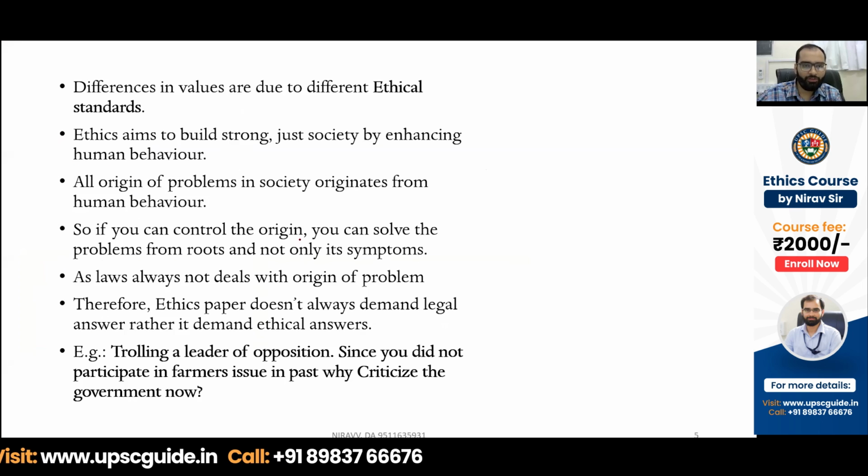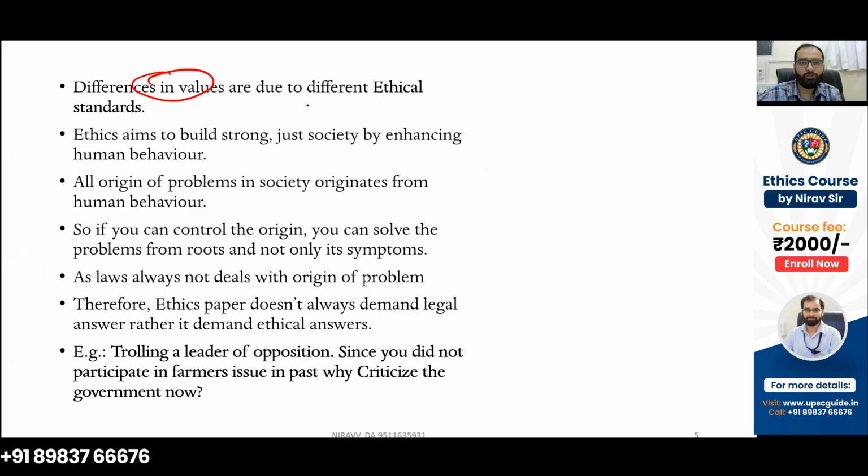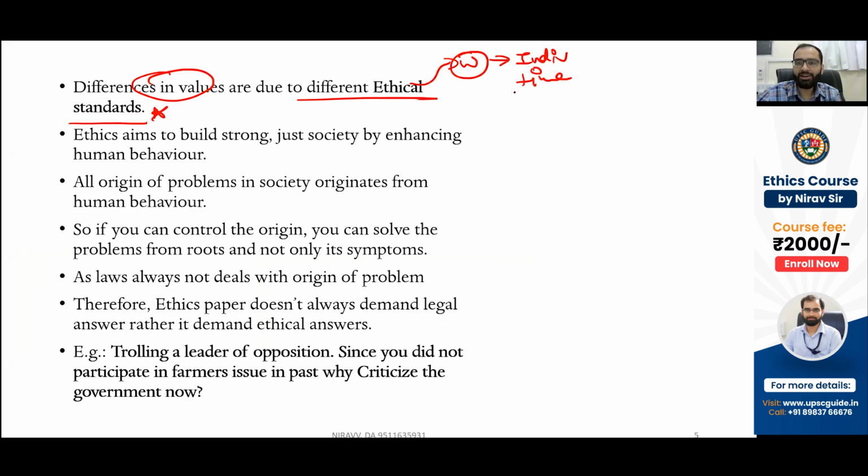So that is why you can say different values are there due to different ethical standards. For the West, what was the ethical standard? Individualism. Time is important. Time is money, it is said there, right? And for tribals, collectivism was the value. You can say quality of solution was a value. Okay, so this is how you have to understand.